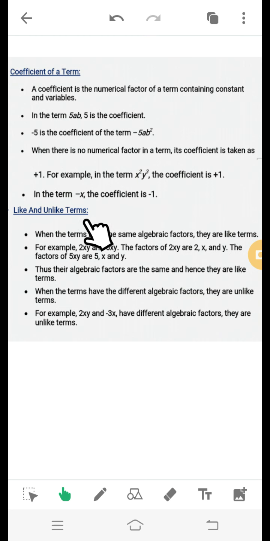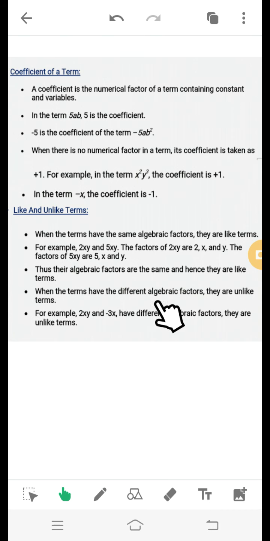Now, what are like and unlike terms? When the terms have the same algebraic factors, they are like terms. For example, 2xy and 5xy. The factors of 2xy are 2, x and y, and the factors of 5xy are 5, x and y. So these two are like terms.